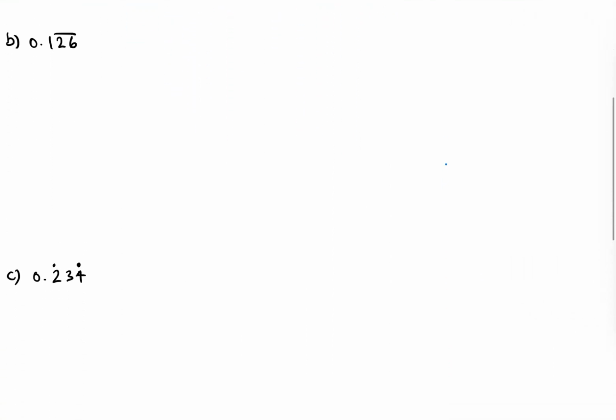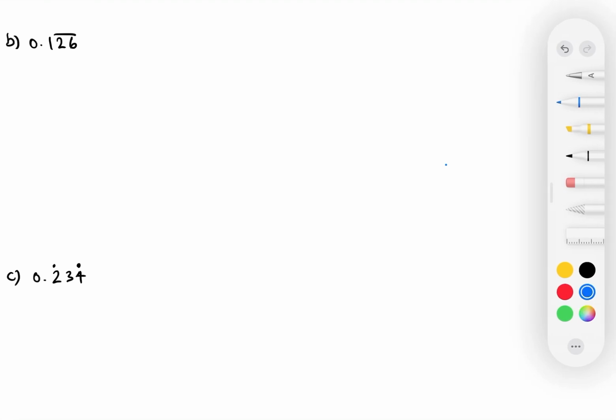Similarly with the other one, we should give it a name. We should use a variable to name it. For example, here I'm going to say let n be equal to 0.126 bar. Now, in order to move a whole repeated part of 126 behind the decimal, what do you think I should multiply n with? If I multiply this by 100, I'm going to get 12.6, right? So that's not going to be the whole repeated part. I need 126 to come behind the decimal point.